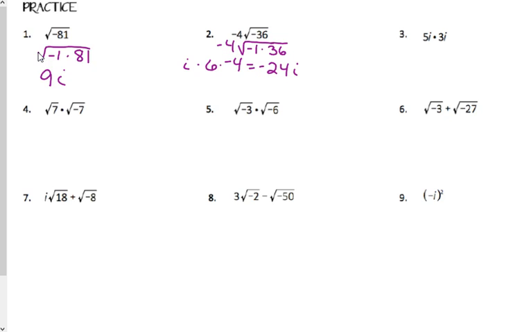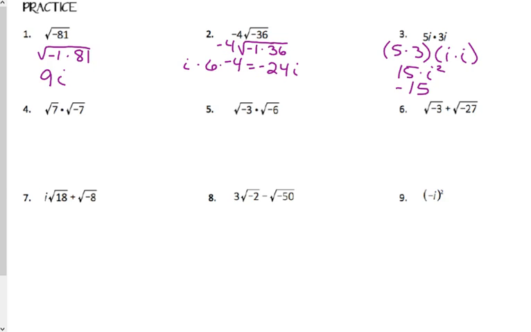Okay, so now we have 5I times 3I. So we're basically going to split this into two parts. We have 5 times 3, and we have I times I. That gives us 15 times I squared. I squared is negative 1. So our final answer is going to be negative 15 because 15 times negative 1 is negative 15.